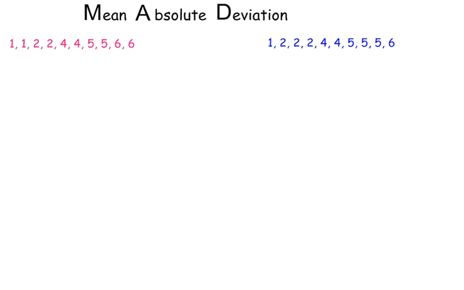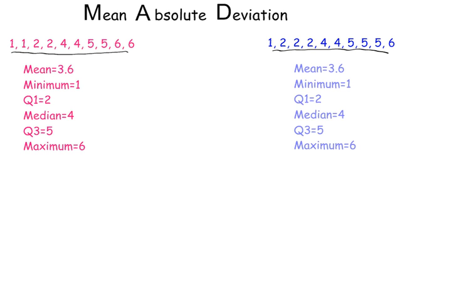Today we're going to talk about the mean absolute deviation. And often we call that the MAD. Right? Now what I want you to notice is that we have two pieces of data here, and we have the same number of pieces in each set. And on top of that, our five number summaries are exactly alike.